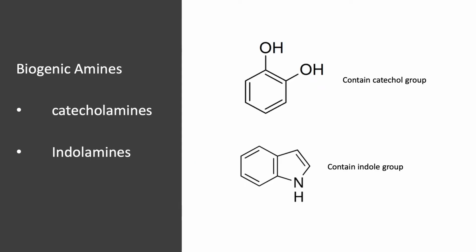So if that functional group contains a catechol group, then it is a catecholamine. So this is a subclass of biogenic amine. If that functional group contains an indole group, it's an indolamine, the other subclass of biogenic amines. So biogenic amines are one of 2 things. They're either catecholamines or indolamines, and it depends on that functional group.